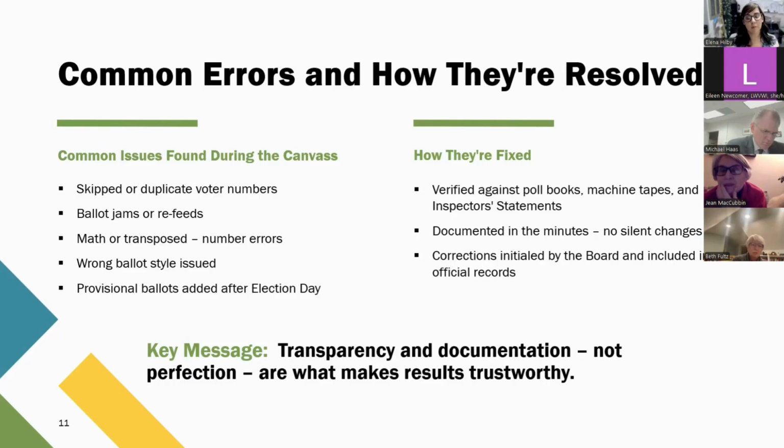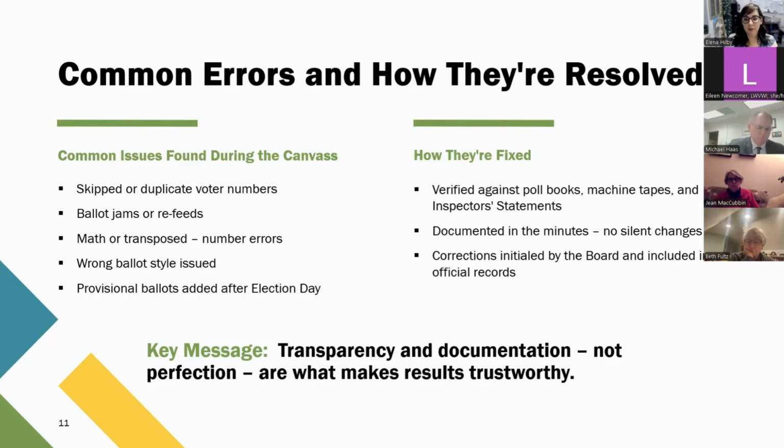Sometimes you've got a wrong ballot style issue that happens in larger municipalities like mine. I have a number of ballot styles, so that can happen. Once in a while, a voter receives the wrong ward's ballot. The error is explained and documented so that the record tells the full story. And then sometimes provisional ballots are added after election day once the voter provides their missing information or their ID. Those ballots are logged and clearly marked on the canvass statement.